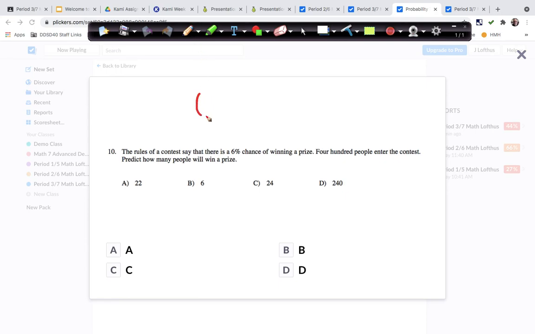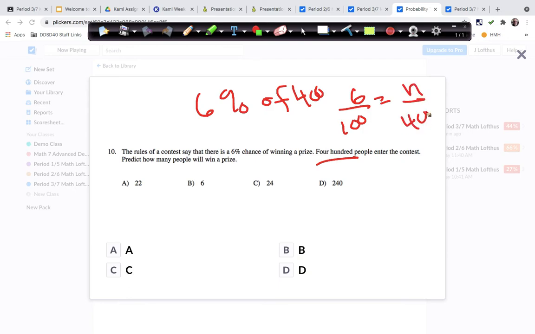So there's a 6% chance of winning, so 6% of 400. That's the people that are playing. So 6 over 100 equals what over 400? Times 4, times 4, that equals 24. So 24 is C.